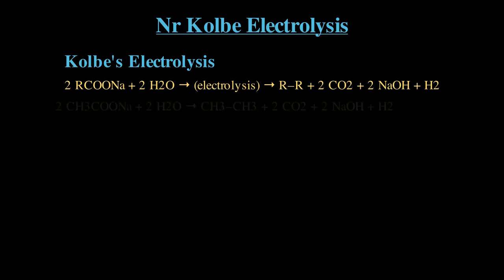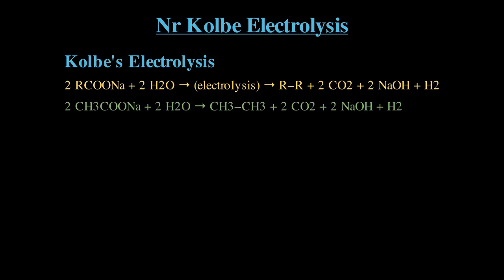2 moles of a carboxylate salt like sodium acetate, CH3COONa, plus 2 moles of water, H2O, undergo electrolysis. This gives us ethane, CH3-CH3, plus 2 molecules of carbon dioxide, 2 units of sodium hydroxide, and hydrogen gas.